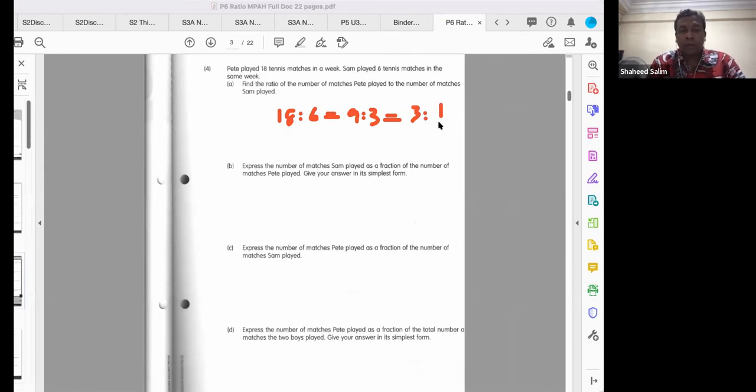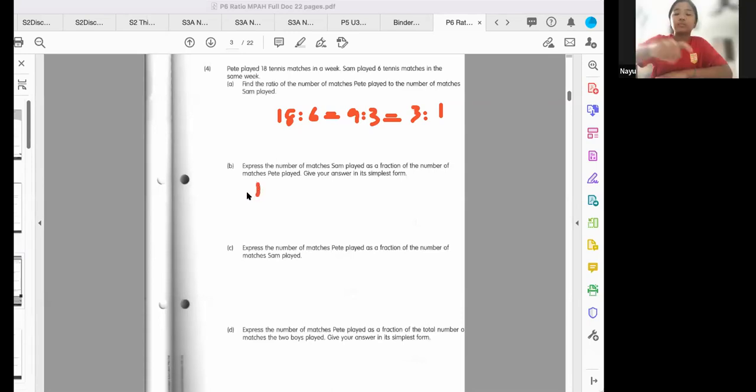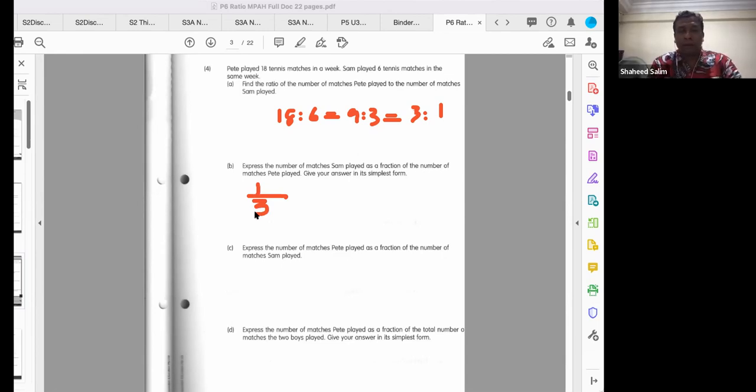Express the number of matches Sam played as a fraction of the number of matches Pete played. Naomi is coming in. Sam played how many? 1. Pete played 3. So it is 1/3. Do you have that already? Because it's a fraction, you know.